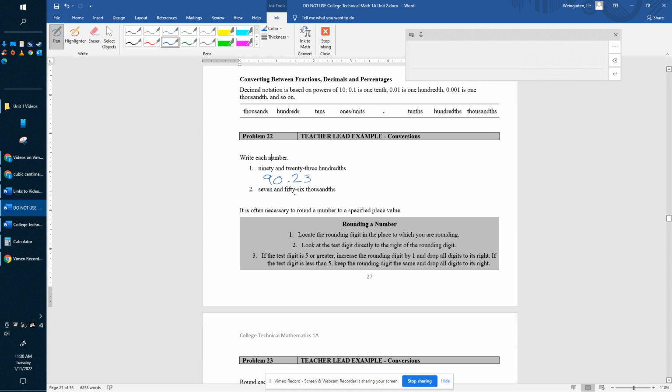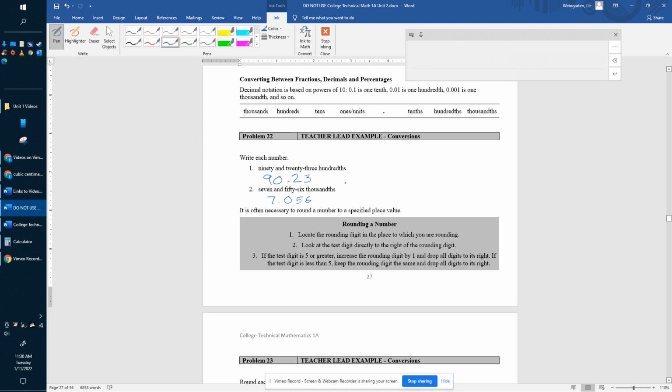7 and 56 thousandths. So 7, that's easy enough. 0.56 thousandths. So there's nothing in the tens spot. There's 56 in the thousandth spot. We can't have two numbers in one spot, so that 5 has to move over to the hundredths. There are 5 hundredths and 6 thousandths.